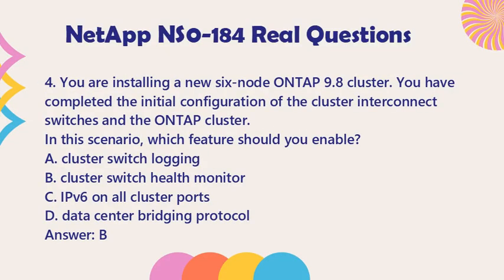4. You are installing a new 6-node ONTAP 9.8 cluster. You have completed the initial configuration of the cluster interconnect switches and the ONTAP cluster. In this scenario, which feature should you enable? A. Cluster switch logging. B. Cluster switch health monitor. C. IPv6 on all cluster ports. D. Data center bridging protocol. Answer: B.